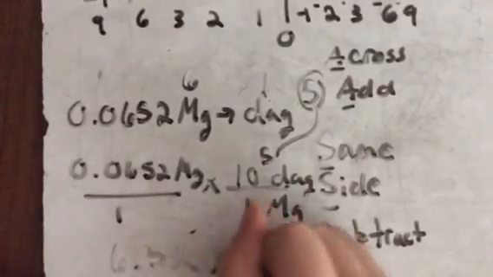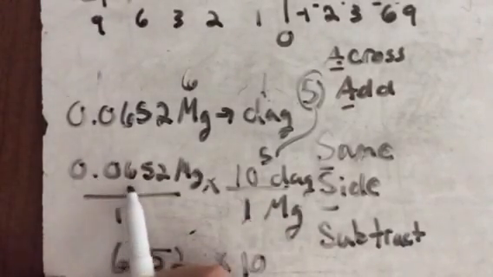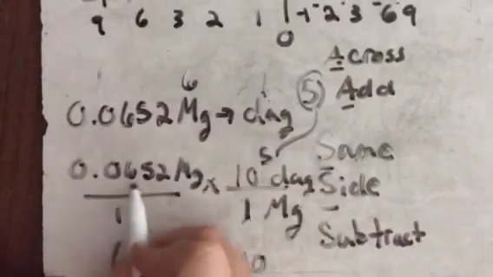My marker is dying. If you put it in your calculator, you're going to get 10 to the 3rd decagrams.